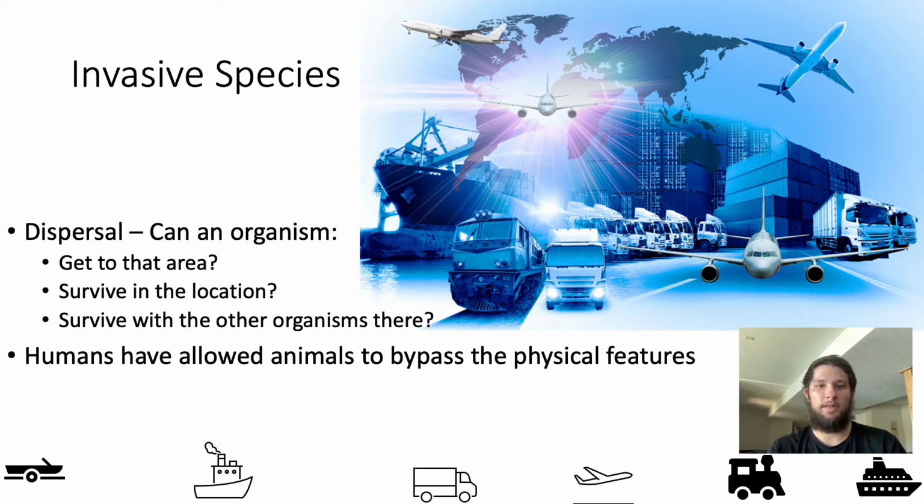So, let's discuss invasive species. Invasive species are species which disperse to areas outside of their native range. When determining if a species is invasive, we should consider the following questions.